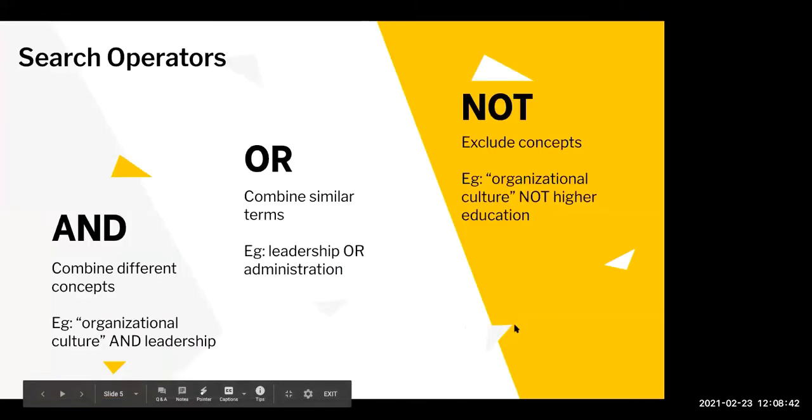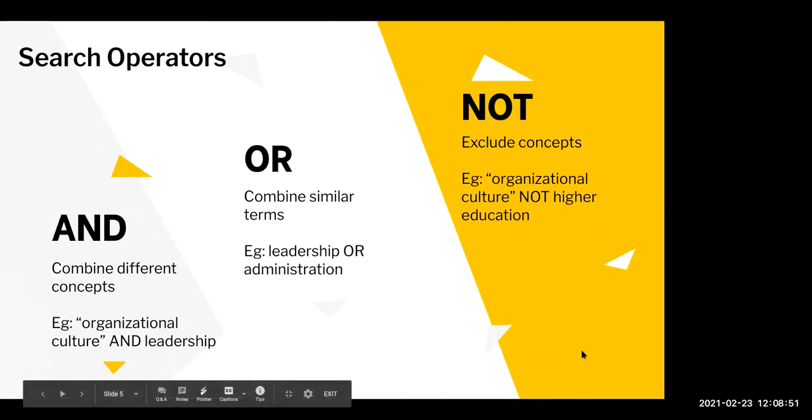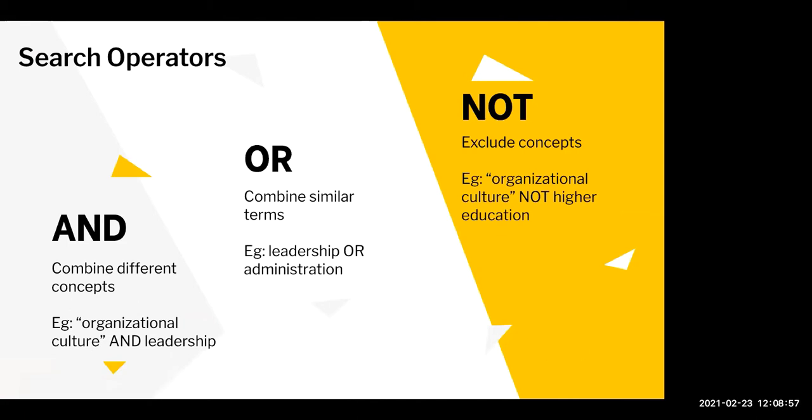And then to also recap search operators: and, or, and not, which you would use to combine different concepts. So for example, organizational culture and leadership. Then or you would use to combine similar terms, so leadership or administration. And then not you would use to exclude concepts. So for example, if I'm doing research on organizational culture, but maybe I don't want articles that talk about or mention higher education, I can choose to remove that term from my search.